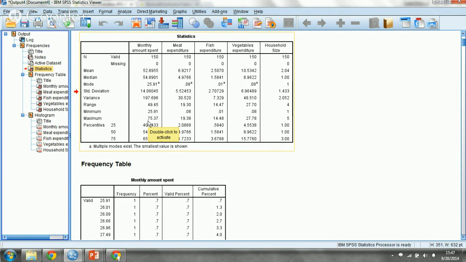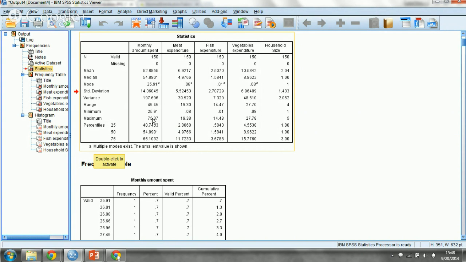$75.37. I suspect that $25.91 is coincidentally the mode because we used a continuous variable, and continuous variables make it very difficult to find modes, because typically we use frequencies when we are using categorical variables, not continuous variables. And we're clued in here that multiple modes exist and that the smallest value is shown. So my suspicion is that for this particular variable, it's one and the same. As I mentioned, it's 49.45 for the range. If we add that to 25.91, we see the maximum here of 75.37.